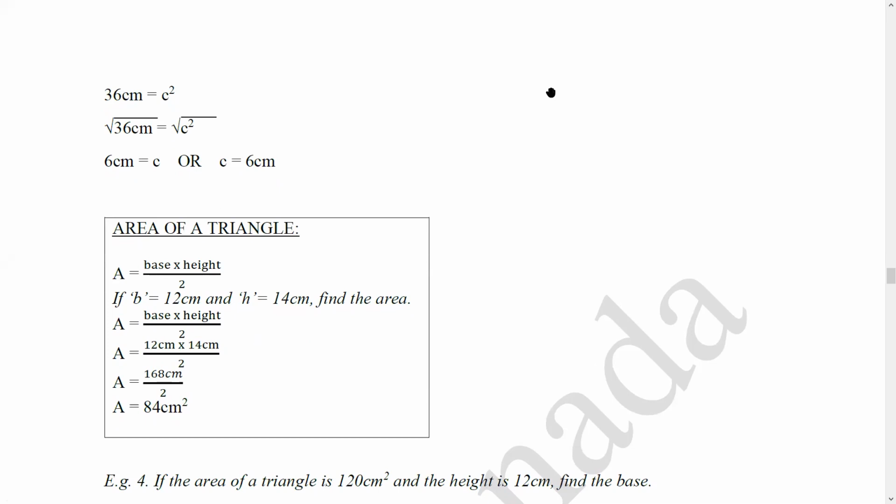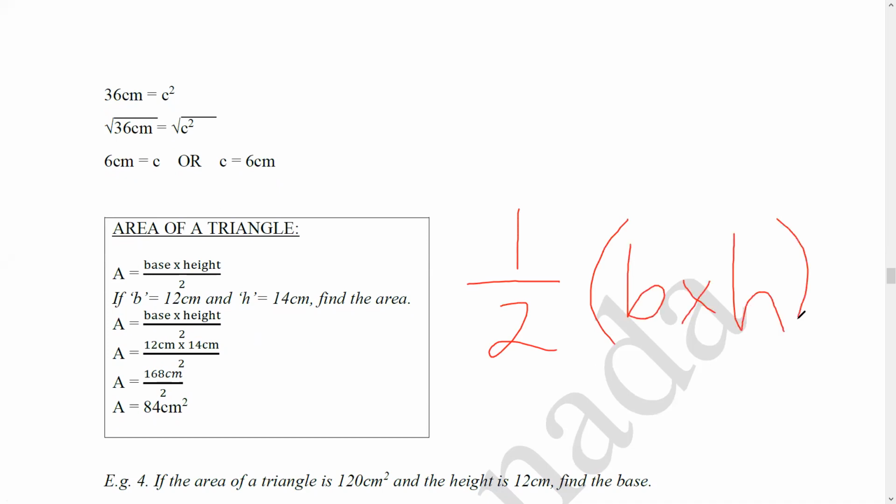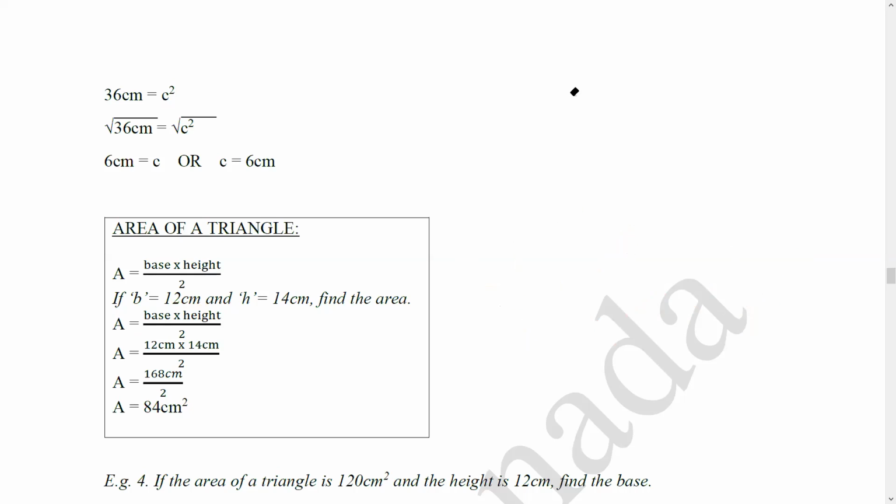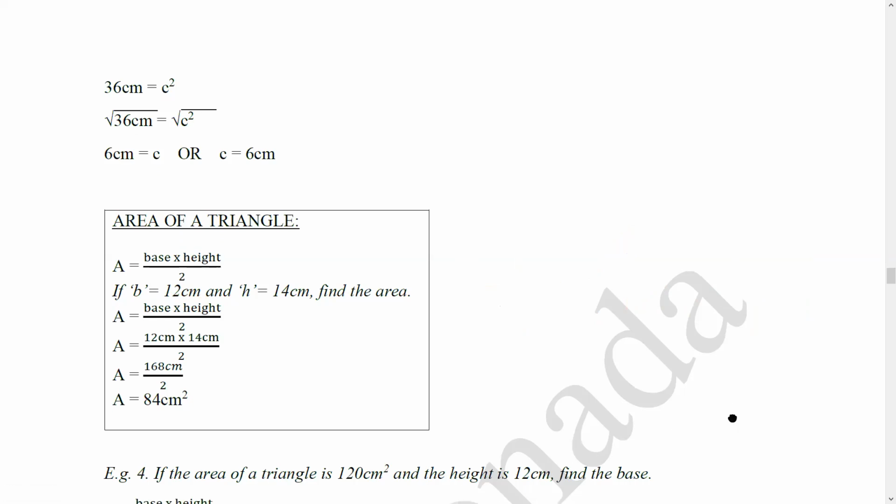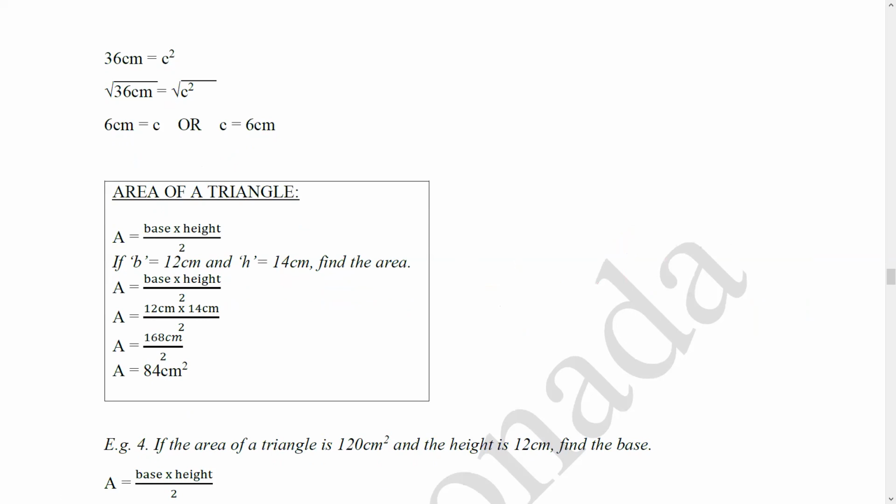Just a minute. A half base by height. It's the same as this formula here. Okay. So whichever one you are most comfortable with, you can go ahead and use it. You will get the same answer all the time. So I want you to try example 4 here for me. If the area of a triangle is 120 centimeters squared and the height is 12 centimeters, find the base.